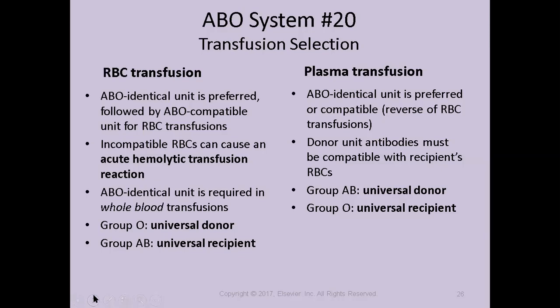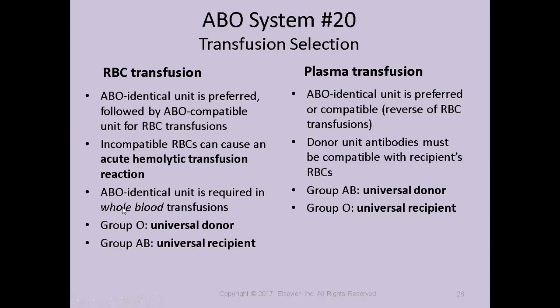Okay, so try to go with the same ABO blood type first. If we don't have a unit in our refrigerator that is the same type, then we can go with one that's compatible. Incompatible red cells can cause an acute hemolytic transfusion reaction, and we will study these transfusion reactions in an upcoming unit. They are most often fatal within a few minutes. Okay, so no mistakes allowed.